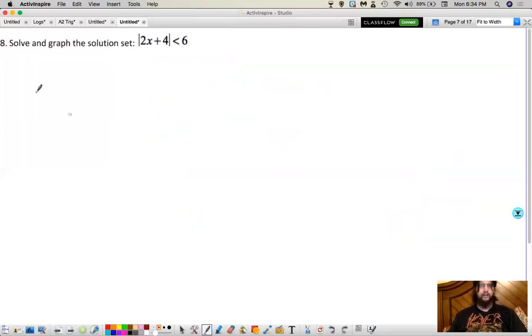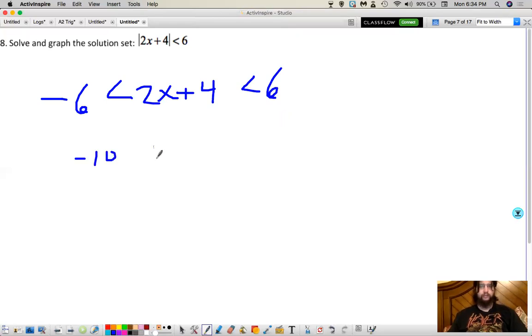Now we have an absolute value inequality. And you have to read this. What symbol is that? No, that's a less than. And so you're going to make a sandwich out of it. If it was an or, you just split it up. If you do one side, you do all 3 sides. So subtract 4. Divide by 2.